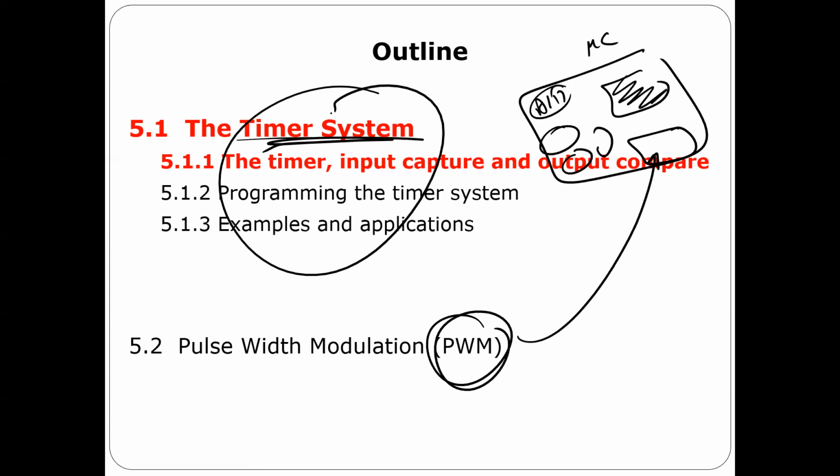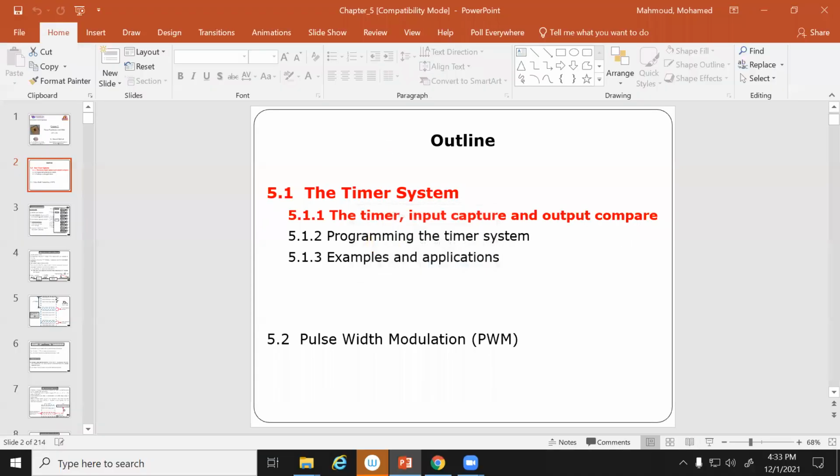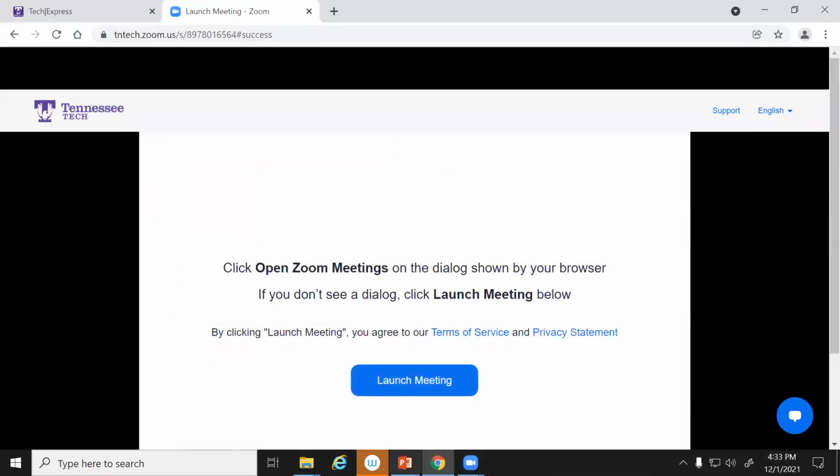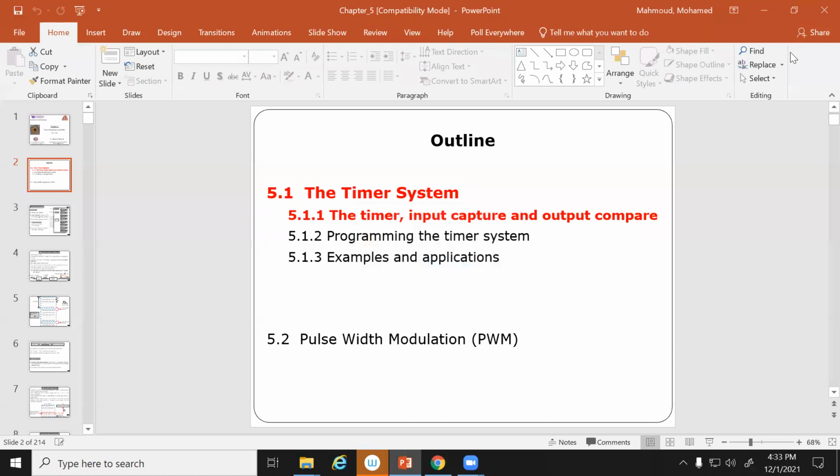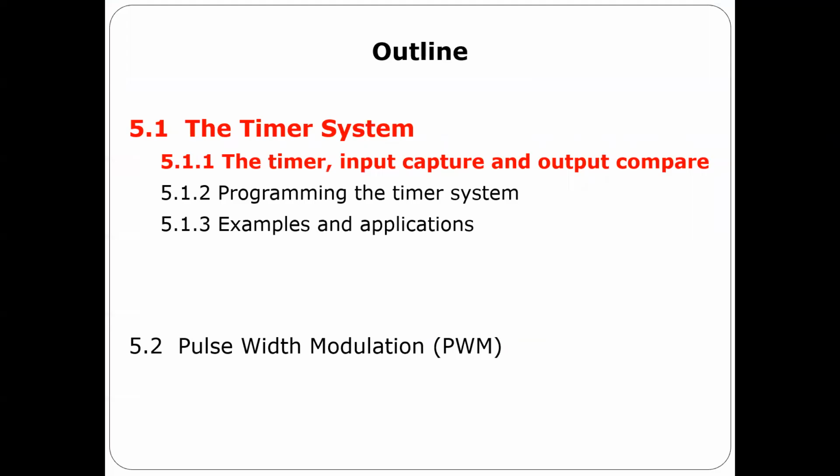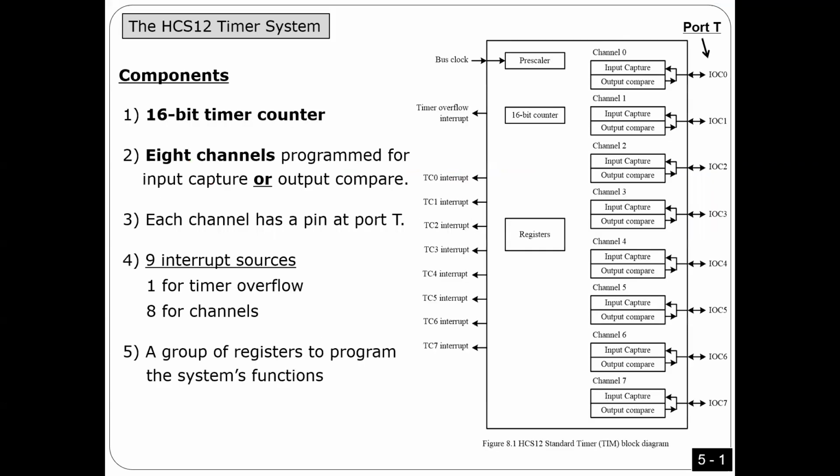Regardless of the system, what we do is similar to what I explained in SCI. Number one, you have a number of registers, and you have to write to them for configuration. Number two, you have interrupts. That's it. Anyway, I'm going to talk about the timer system first, and when I finish, I'm going to talk about pulse width modulation. Let's now focus on the timer system.